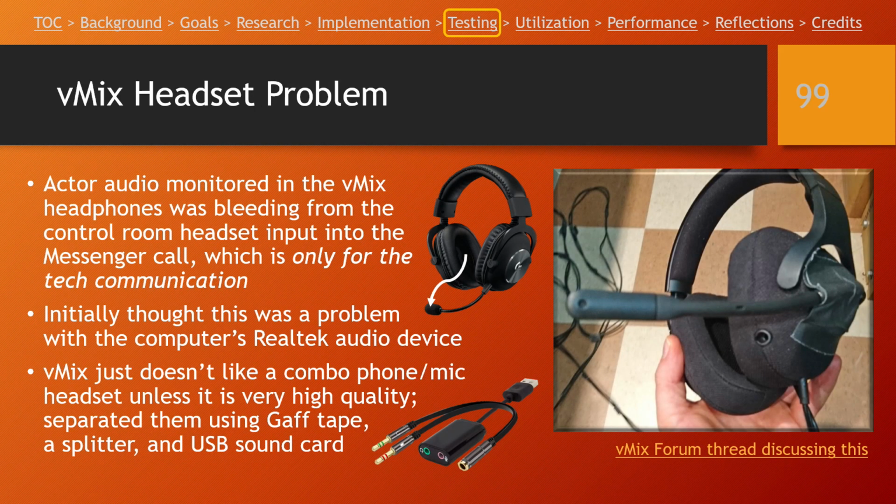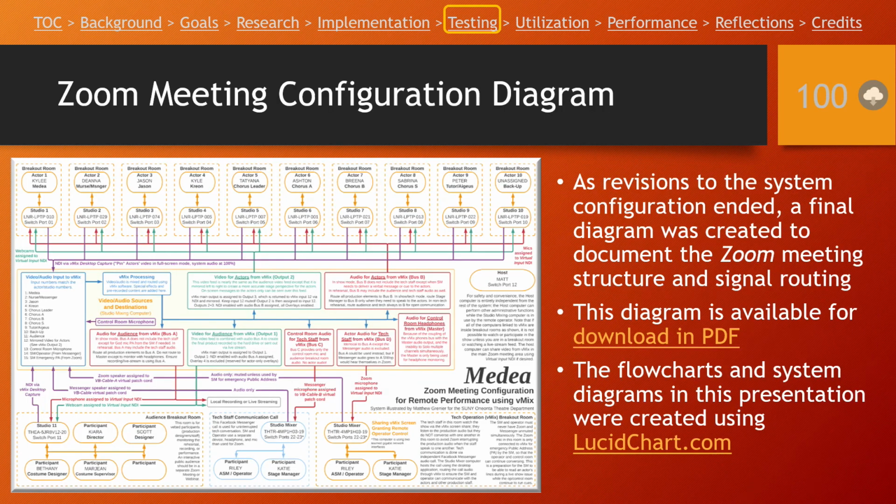Last thing here, if you're dealing with vMix and you're thinking about using a headset for both your control room microphone and monitoring headphones, you might want to rethink that. I chased down problems to do with this for a good week and a half. Take a look at this vMix forum thread. If you can, just completely separate those devices so you don't have a problem with audio bleed. You can read more about it on this slide if you are interested.